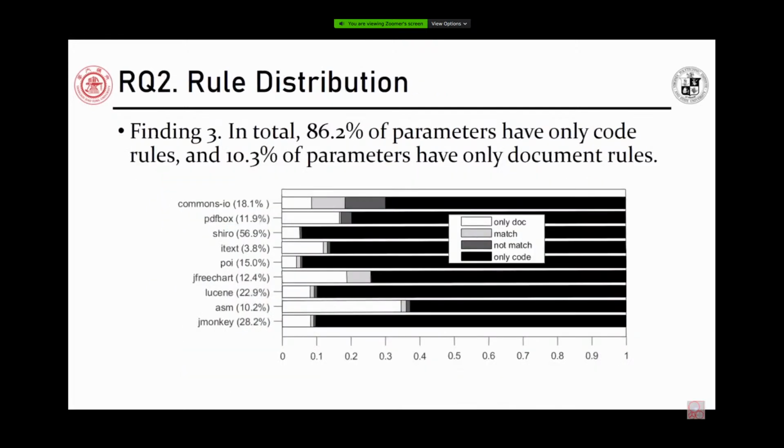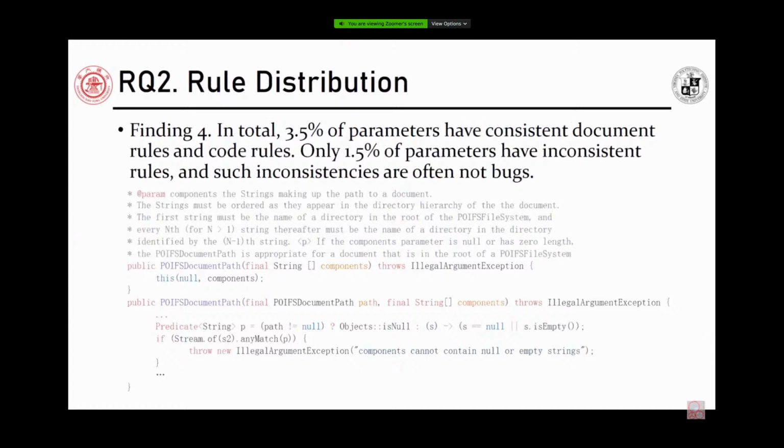Here is our answer to the second question. We found that document rules and code rules have little overlap. In total, 86.2% of parameter rules have only code rules, and 10.3% of parameter rules have only document rules.